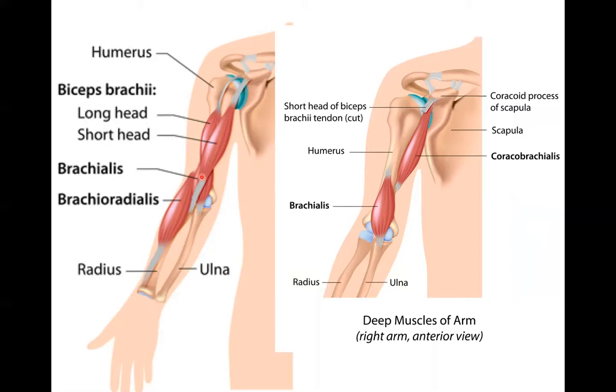The short head originates at the coracoid process of the scapula, so that's right here. And the long head travels up to the supraglenoid tubercle of the scapula. Both of these heads share an insertion on the radial tuberosity and the fascia over the ulna. So because the long head crosses over that shoulder joint to originate at the supraglenoid tubercle, then it can participate in flexion at the shoulder, and both heads participate in flexing the forearm at the elbow.